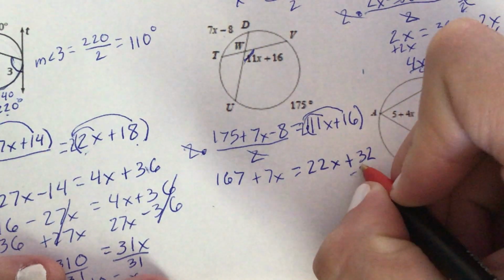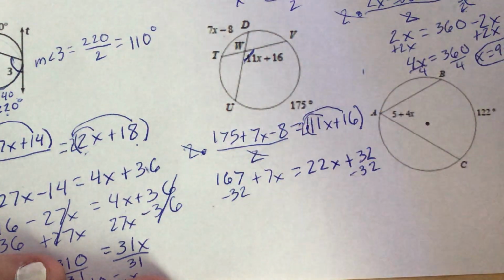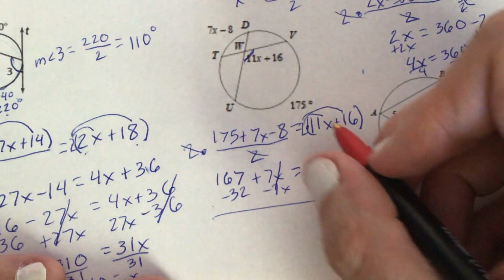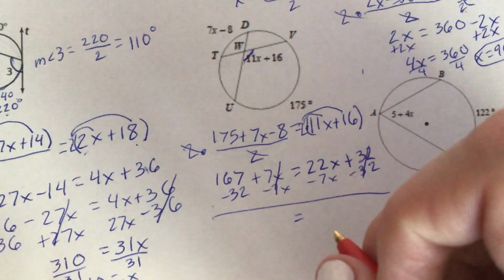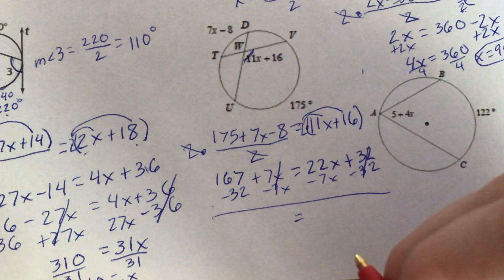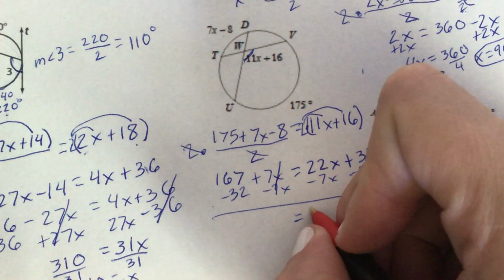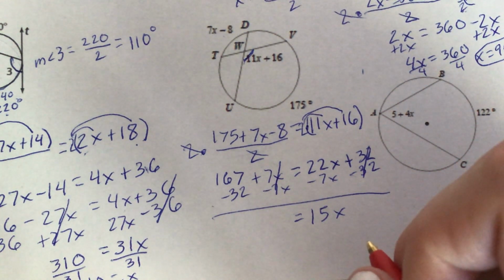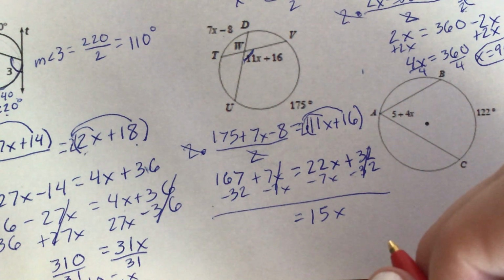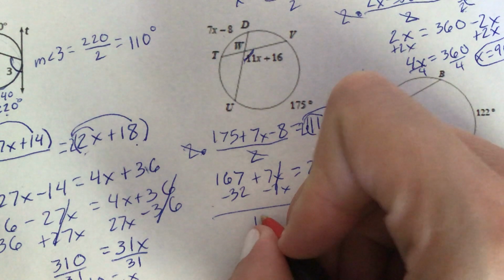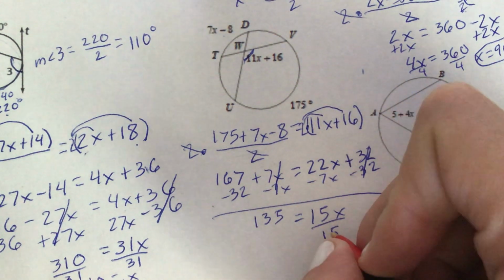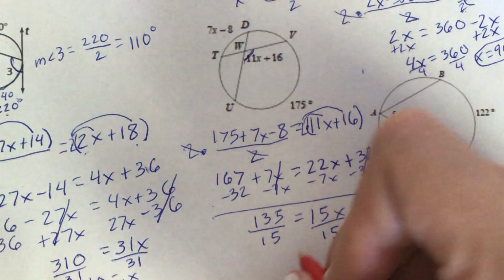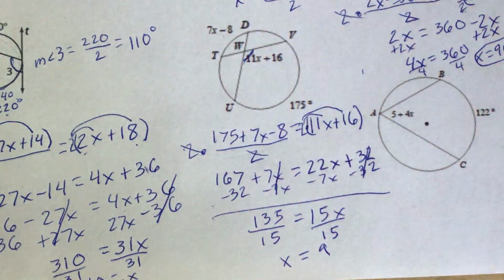Okay, so then I'm going to subtract 32 on either side. I'm going to subtract 7x. So these cancel, these cancel. So I'm left with variables over here. 22 minus 7 is 15x. And then 167 minus 32 is equal to 135. Divide by 15. x is equal to 9. Okay.